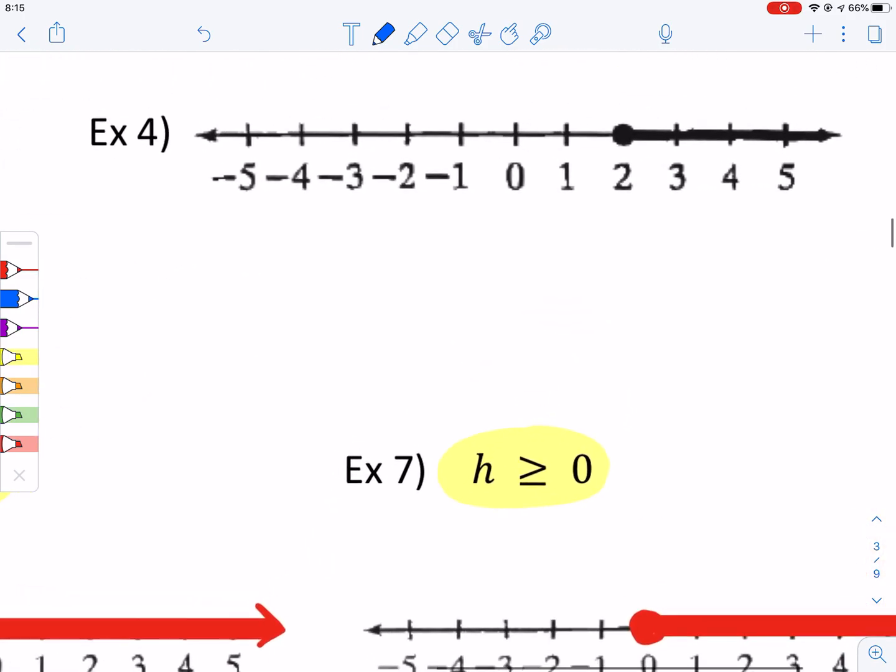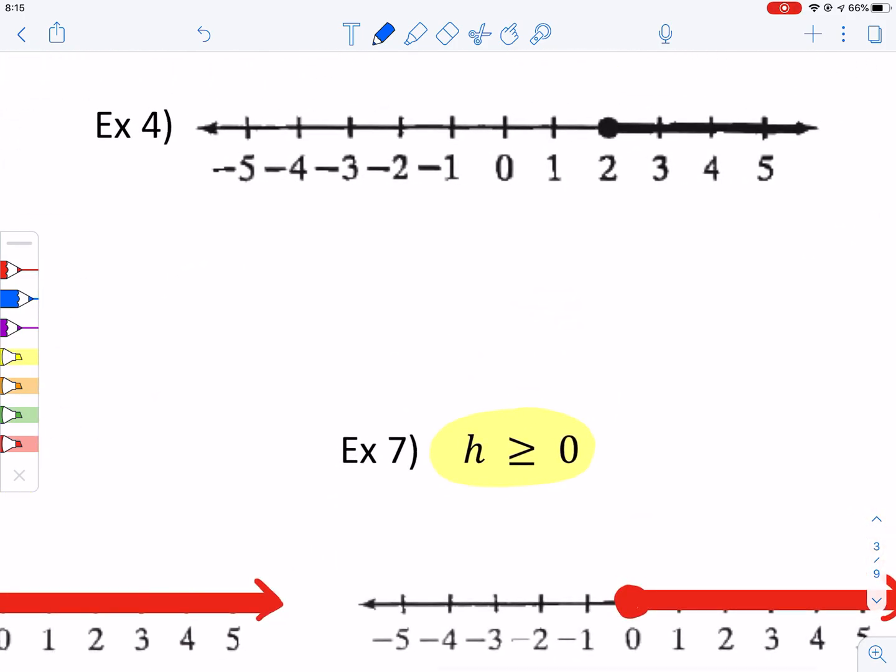Okay, last one I want you to try is number 4. So again, use X for your variable and tell me what your inequality is going to be for number 4.